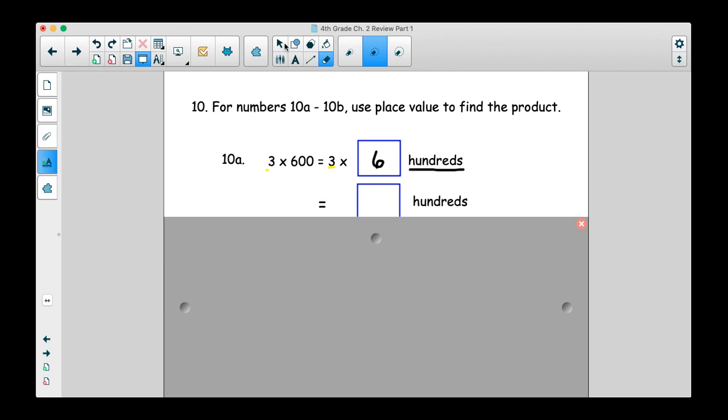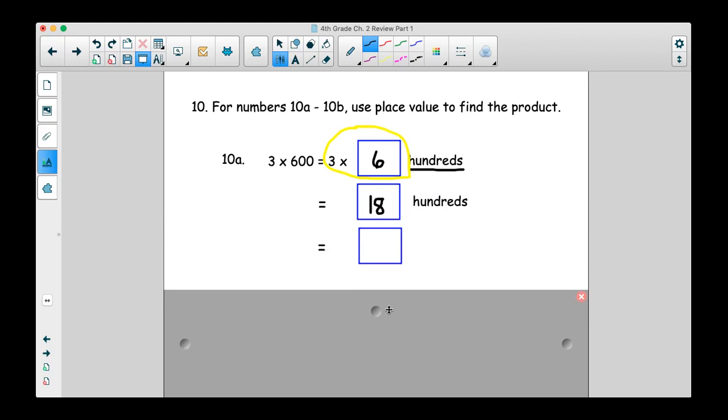Now, the next part says is then equal to blank hundreds. Okay, so now what they're actually wanting us to do is this. So 3 times 6 is going to give us what? You probably know that one, right? 3 times 6 equals 18. So that's the same as 18. And then hundreds. We still have the hundreds there. Okay, so now we're going to move down, and we're actually going to just get the complete answer in there.